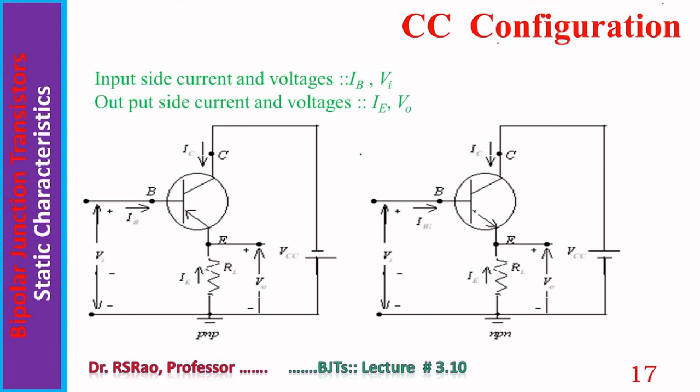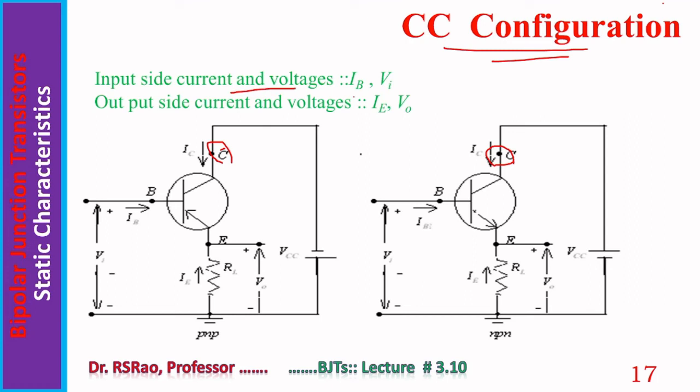Now we consider CC configuration. So here the collector is common. Notice the commonality should be determined from the point of view of AC signal source, not DC. When you ignore bias sources and only the signal source exists in the circuit, then the common terminal becomes visible. The commonality factor becomes more clear. Anyway, CC configuration means the collector is common.